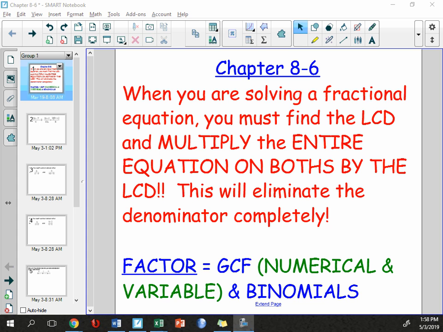Now, within this, what I want you to get is that we are multiplying the entire equation on both sides by the LCD. When I say the words LCD, where is the LCD? In the denominator. And whenever I say find the LCD, your brain needs to think factor. When I say factor, what does that tell you you have to think about? GCF, either numerical or a variable, and two binomials. Do you understand this? I've been saying these things over and over and over again for a while now, yes?